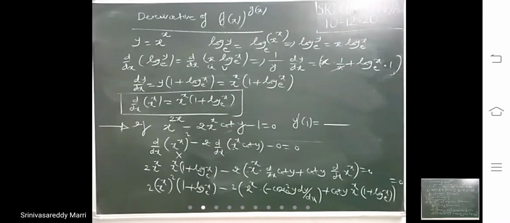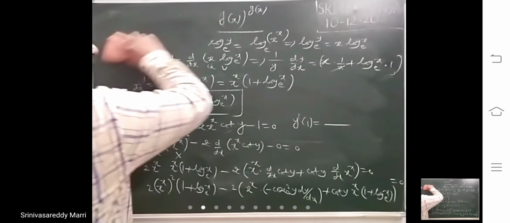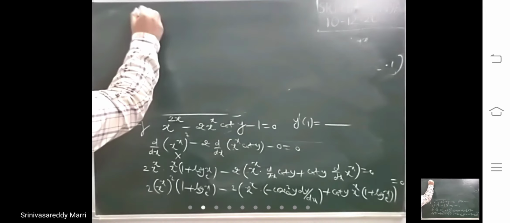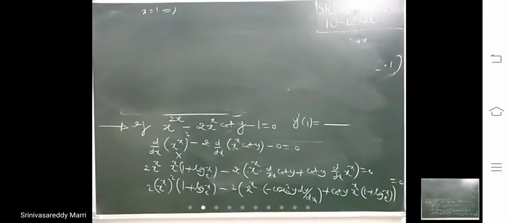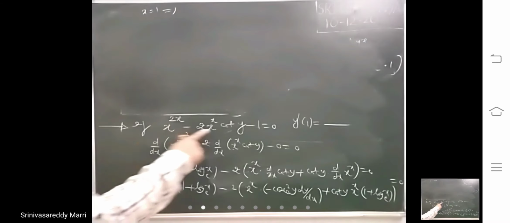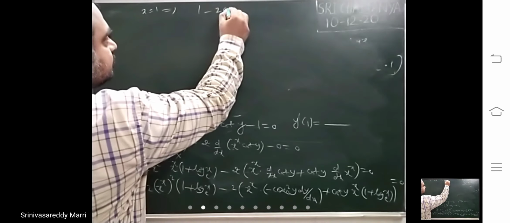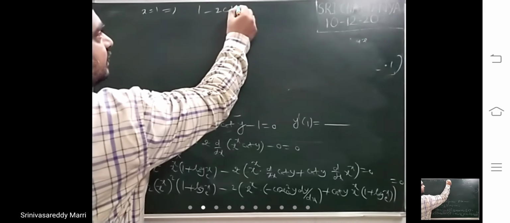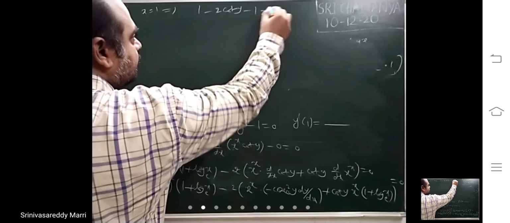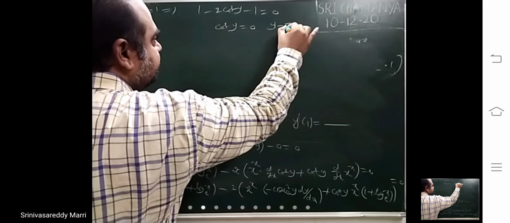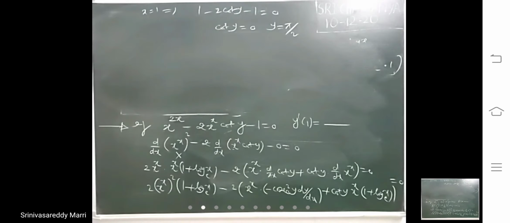Now you have to find dy by dx at x equal to 1. So in this equation itself you substitute x equal to 1. So x equal to 1 means y is also there. Substitute 1 in the given equation: 1 minus 2, here this is 1, cot y, equal to 0. So cot y equal to 0 means y is what? Pi by 2.